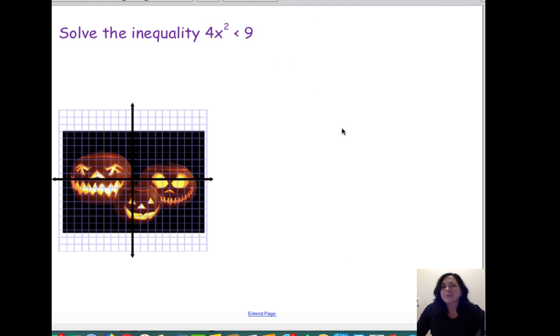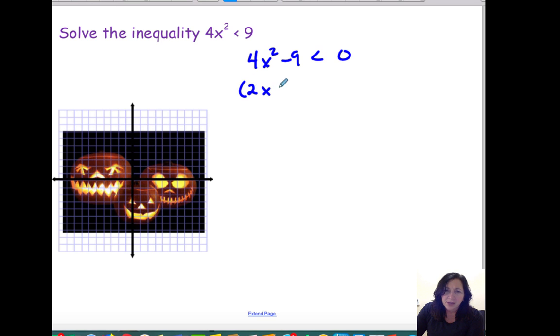Okay. The next question says, solve the inequality. So for any kind of inequality, your first step is always to set that equal to 0. In doing that, we're going to get 4x squared minus 9 is less than 0. I recognize that this is a difference of 2 squares. So that means you're going to have 2x plus 3, also 2x minus 3, and that's less than 0.